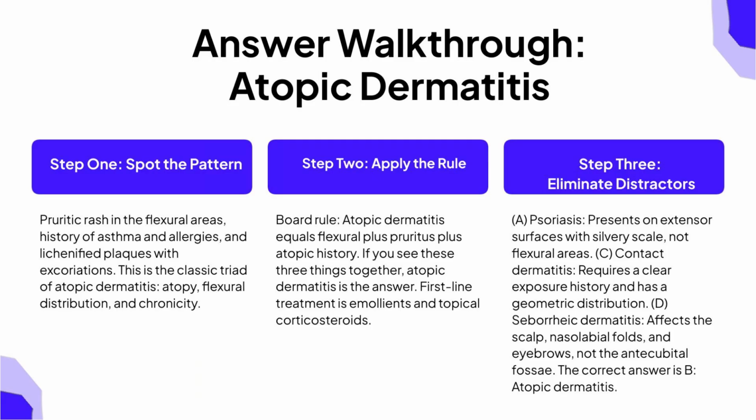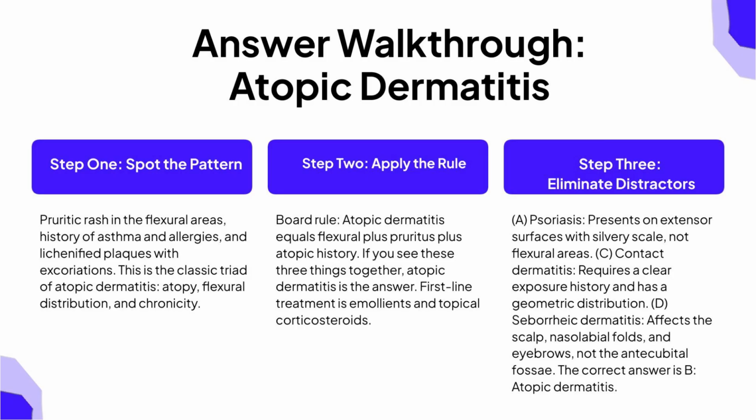Let us walk through this answer step by step. Step 1, spot the pattern. We have a pruritic rash in the flexural areas with a history of asthma and allergies. Lichenified plaques with excoriations tell us this is chronic. Step 2, apply the rule. The board rule is that atopic dermatitis equals flexural distribution plus pruritus plus atopic history. When you see these 3 elements together, atopic dermatitis is the answer.